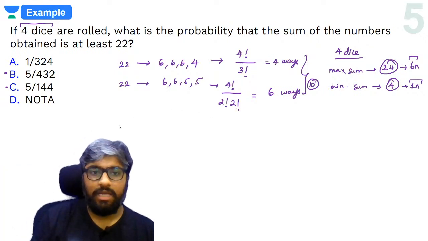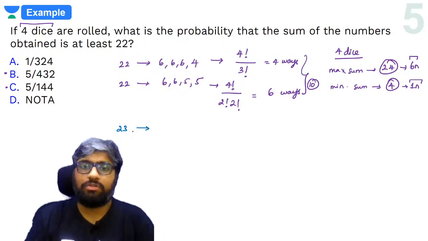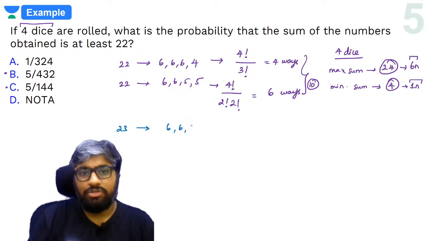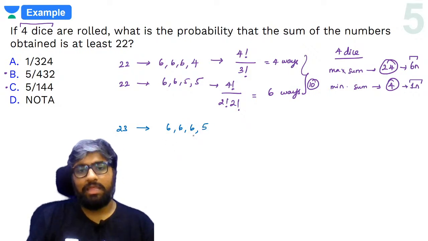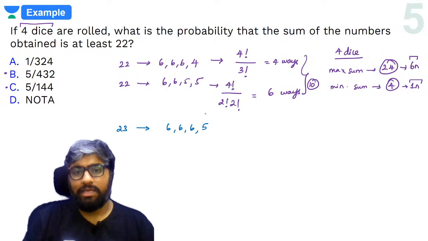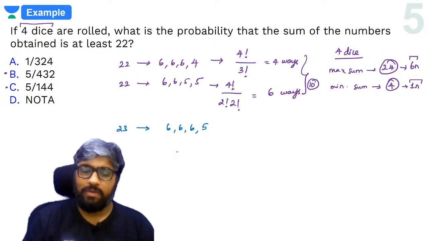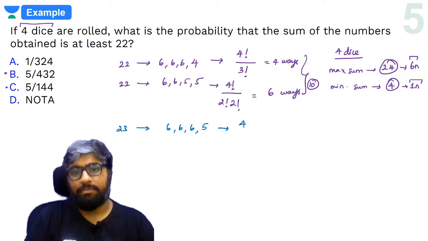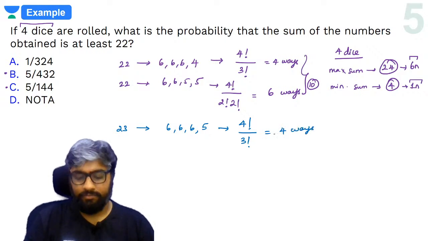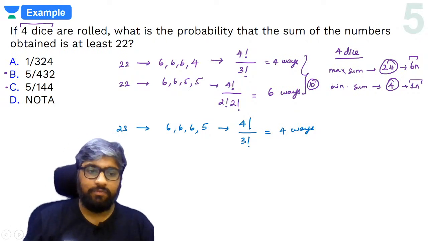Now look at 23. What do we do here? Just increase by one. When would you get 23? When you have 6, 6, 6, 5. Anything apart from this? If you reduce 1 here, you're going to have to increase 1 here, which is again 6, 6, 6, 5. Reduce 1 anywhere, increase 1 anywhere. This is only one case. So again, what is happening here? 4 factorial by 666 duplication. Remove that duplication. You will have 4 ways. Right? Super.